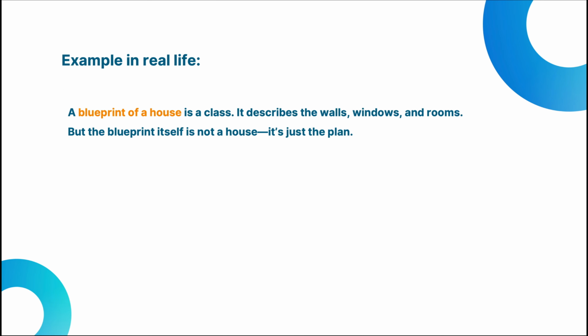For example, a blueprint of a house is a class. It describes the walls, the windows, and the rooms. But the blueprint itself is not a house, it's just the plan. The same way, a class in Python is just a plan for creating objects. Until we actually build from it, nothing exists yet.